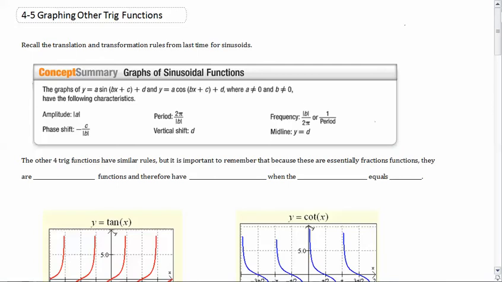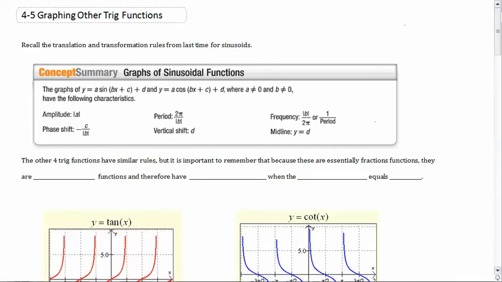This lesson is 4.5. This is graphing other trigonometric functions. So far we've learned about graphing sine and cosine. So we're going to talk about graphing our other trig functions. In the last lesson, 4.4, we talked about translation and transformation rules for sinusoids, so for sine and cosine.